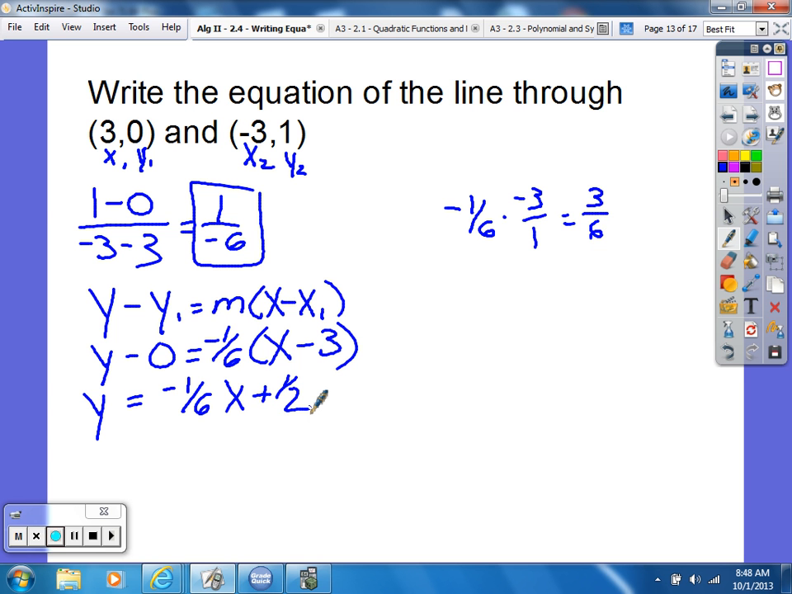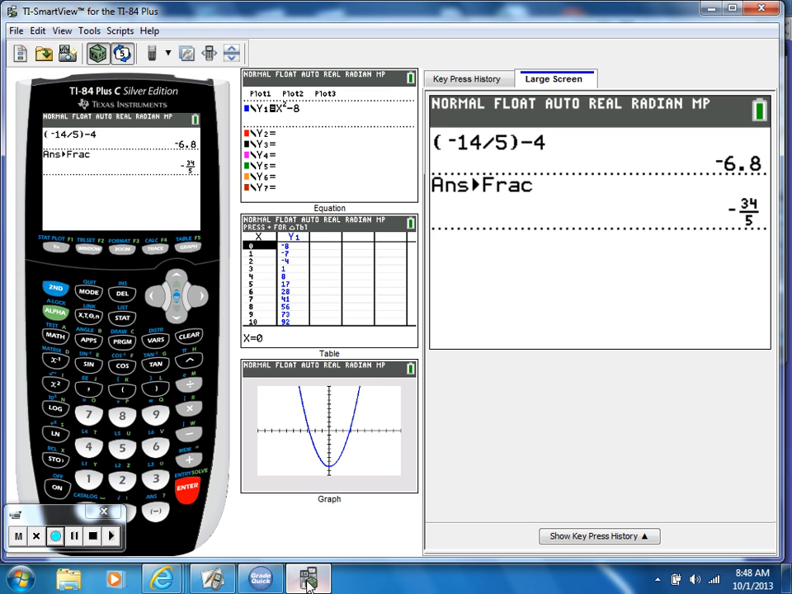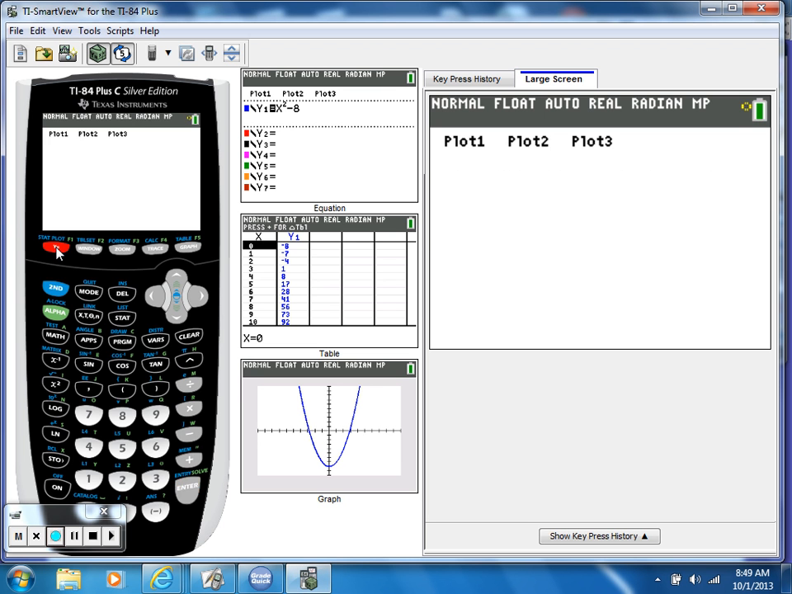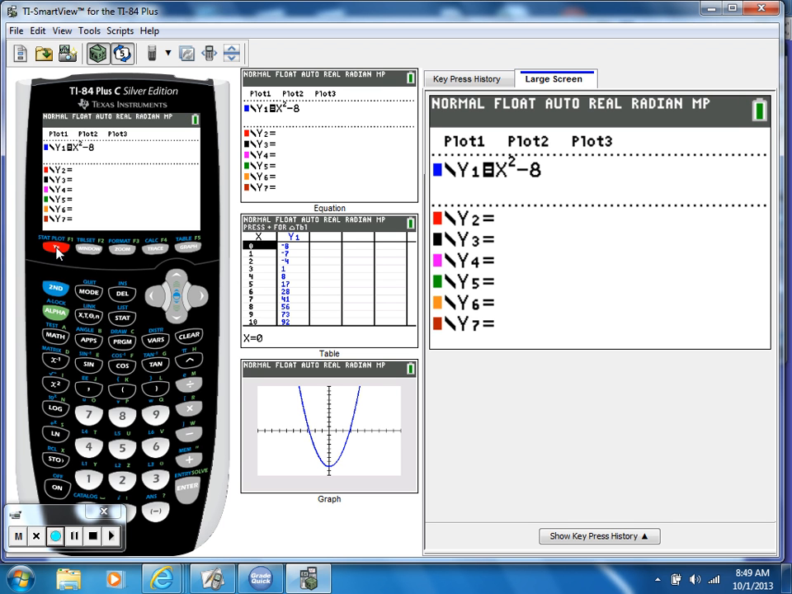There's my equation. Choose the easiest one to do. Now, I just told you I'm going to show you another way to check with graphing. So let's get our calculators, and we're going to type this into our calculator: -1/6x plus 1/2. Up here, we're going to click on the Y= button, and if there's anything in there, you're going to hit clear.